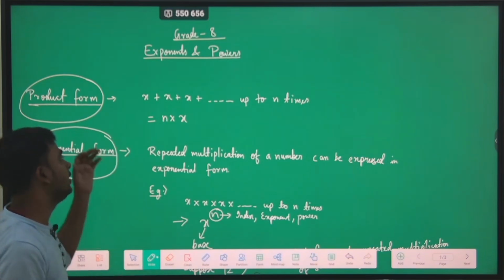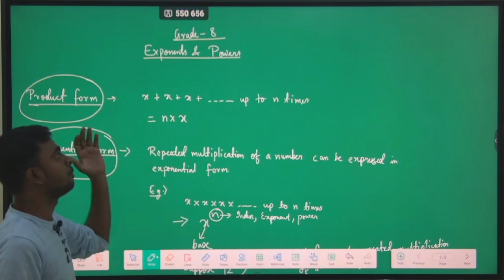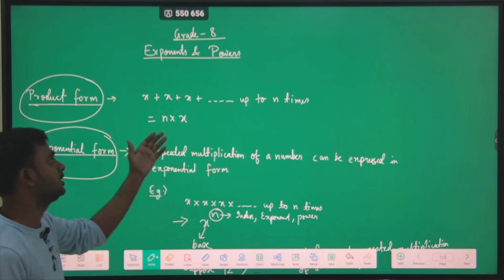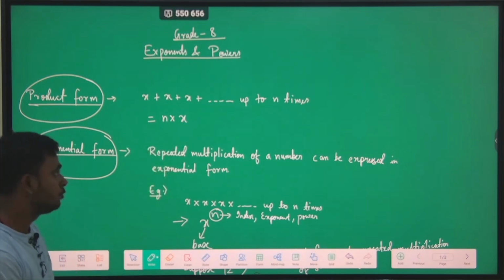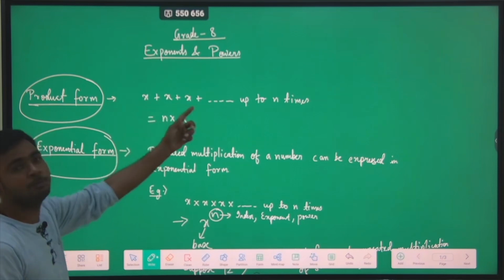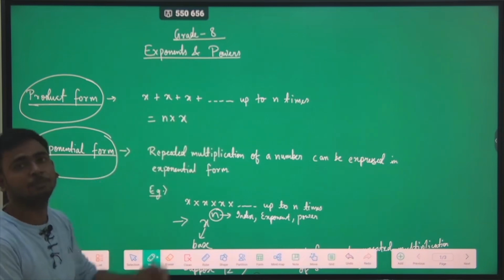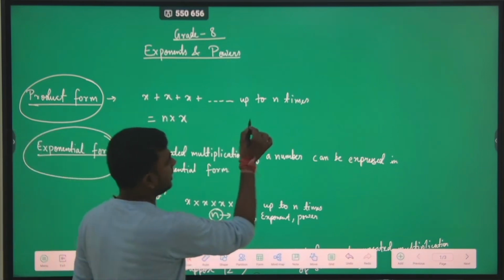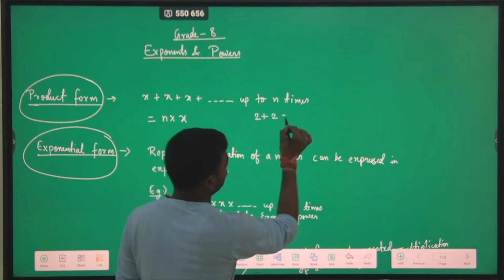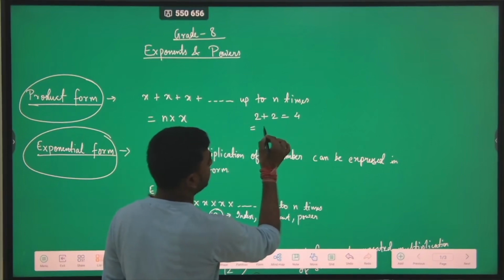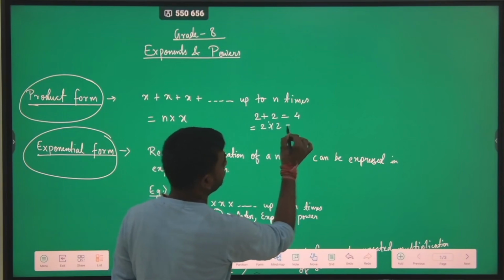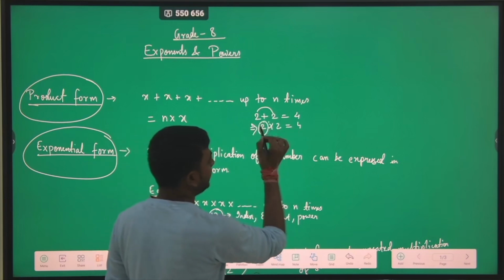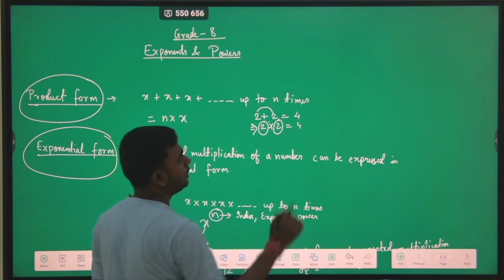Whenever we add a same number n number of times, it can be expressed as a multiple of that number. For example, if we are adding x n number of times, x plus x up to n number of times, then it can be expressed as n into x. For example, if we are adding 2 two times, the value is 4, it can also be represented as 2 multiplied with 2. Here we have added 2 two times, that is why n is 2 and the number is 2. 2 multiplied by 2 is 4.